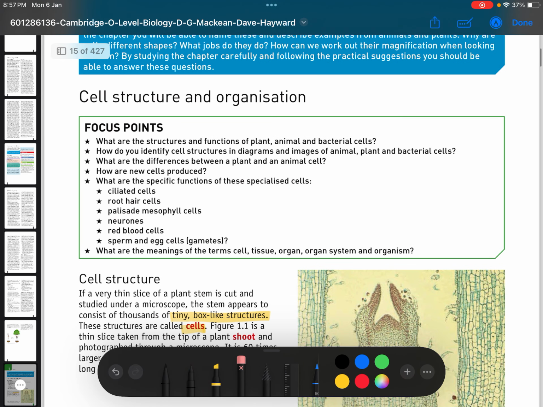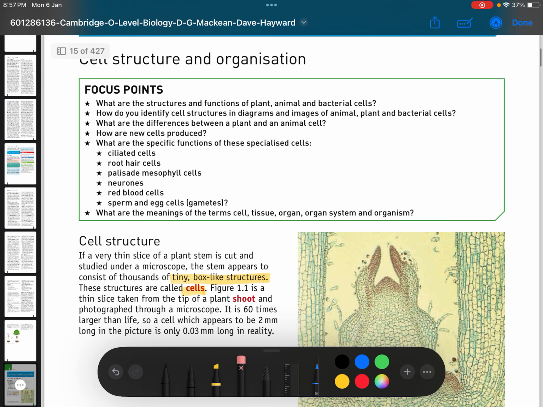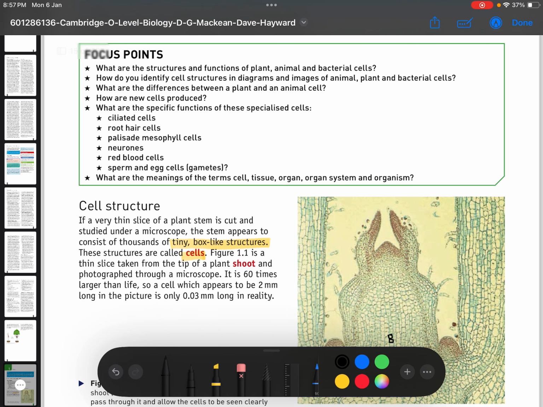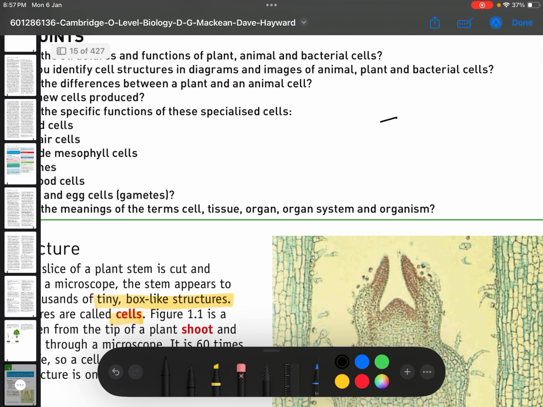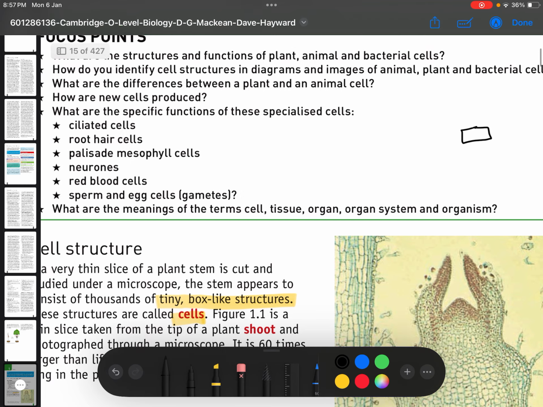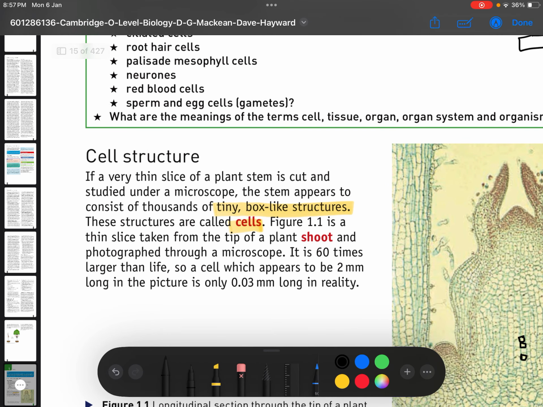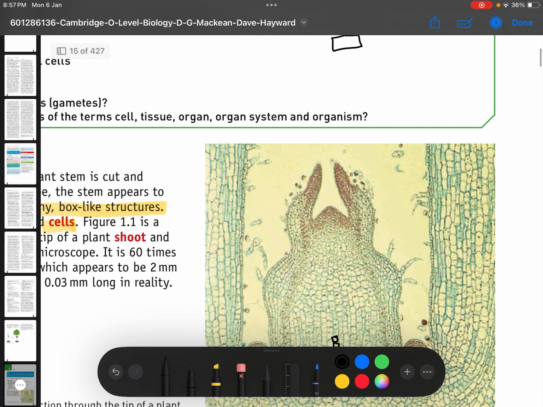First, we need to know what is a cell, right? The basic definition of a cell: a cell is basically a functional unit of life. A functional unit of life means that this is the requirement of the organism to exist. Under the microscope, the cell would look like a tiny box-like structure, and that's what they have stated here as well. Under the microscope, it would look like tiny box-like structures, and they are called cells.